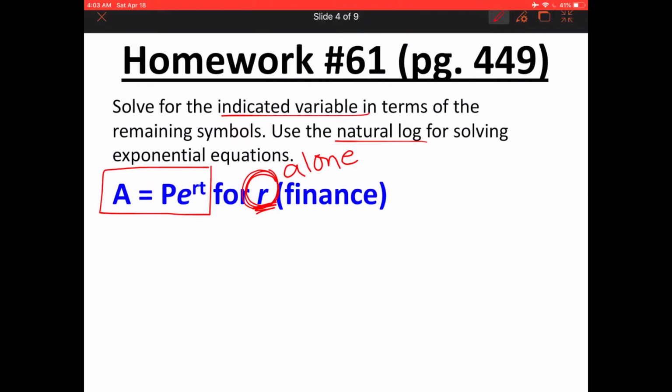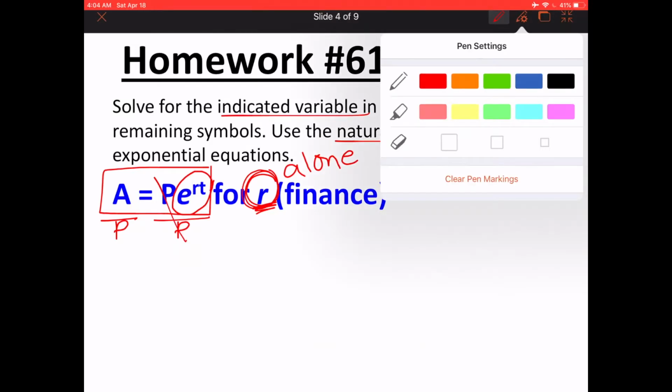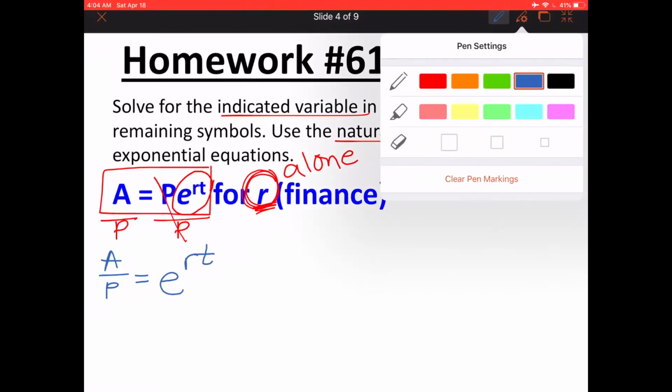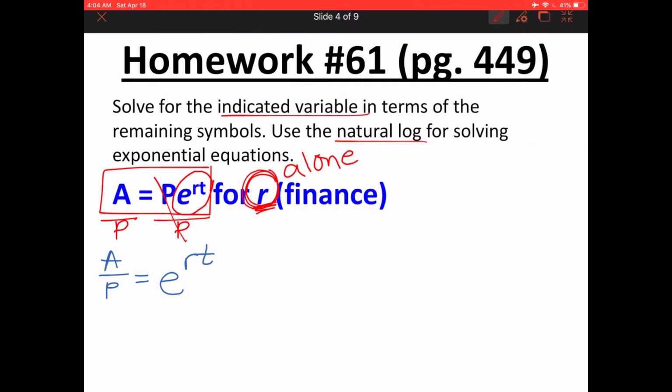All right? So there's nothing for me to add or subtract. So then I see if there's something I can multiply or divide. The e and the exponents are glued together because they're exponents. But I can divide both sides by P. Okay? So on the right, my P's cancel out. And now I have A over P equals e to the power of rt. Now, if I'm trying to get this r alone, how do I get it out of the exponent?